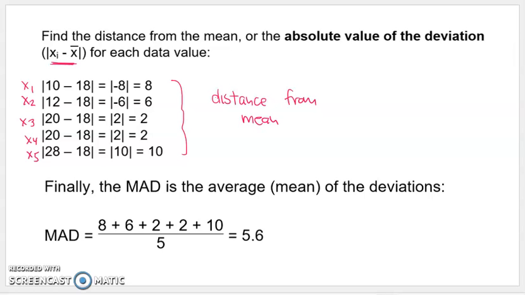Now, for the MAD, what you want to do is find the average of these distances. So there are 5 distances, 1, 2, 3, 4, 5, for the 5 data values. Add up those distances, so 8 plus 6 plus 2 plus 2 plus 10, and then divide by 5. That gives me a MAD for this data set of 5.6. So take the absolute value of the deviation, add up those distances, divide by the number of distances since there are 5 data values, and that gives us 5.6.